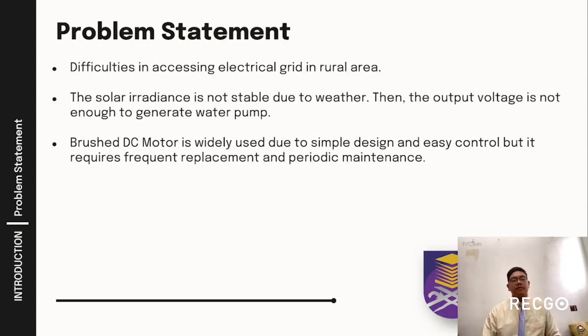For the problem statement, there are three problems that I can highlight. Firstly, difficulties in accessing the electric grid in rural areas. Second, due to the weather change, the irradiance is not stable through the day. Thirdly, brush DC motor is widely used due to the simple design and easy control, but needs frequent replacement and periodic maintenance.